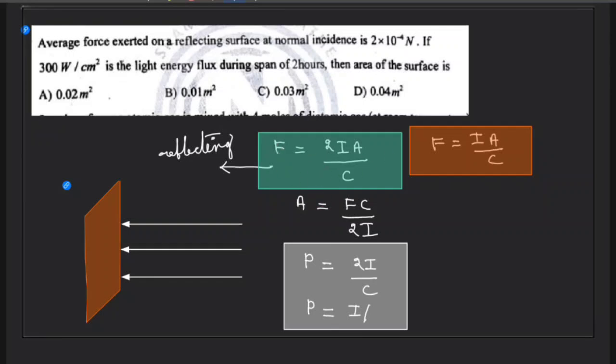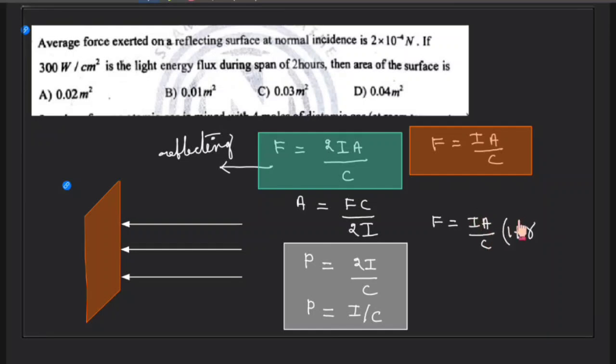So force is 2IA by C if it is for completely reflecting, and IA by C for completely absorbing, and the pressure is 2I by C, and here the pressure is also I by C. There is one more thing you have to keep in mind. If it is partially reflecting and partially absorbing, instead of completely reflecting or completely absorbing, you could say this power is equal to IA by C into 1 plus R.